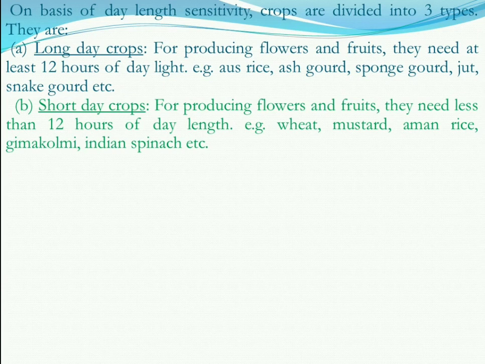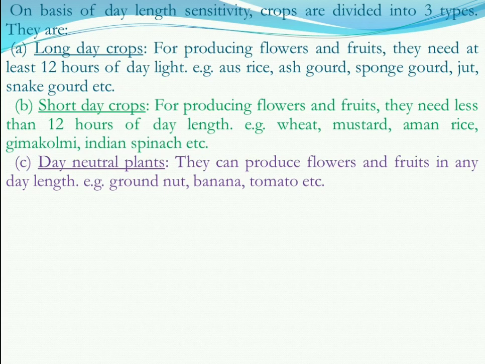Okay, so let us go to the third type, and that is day neutral crops. Already we come to know about season neutral crops. So season neutral and day neutral is almost same, because it is not dependent on daylight. They can produce fruits and flowers in any day length. That means if it is more than 12 hours or less than 12 hours, that doesn't matter for them. Examples are also same, groundnut, banana, tomato, etc. are the example of day neutral crops.